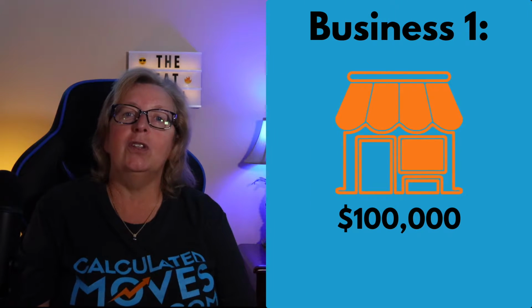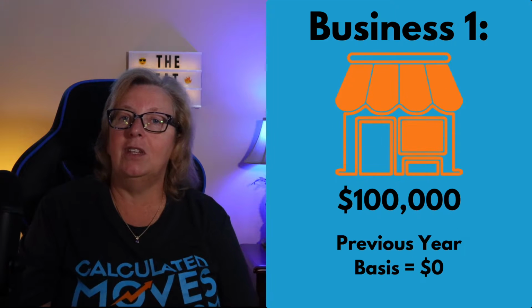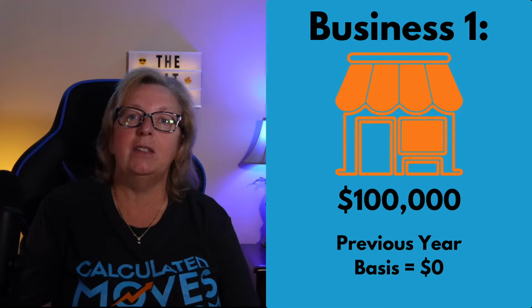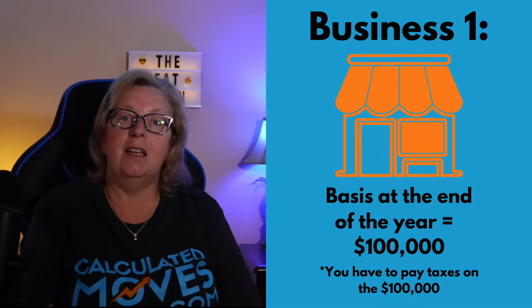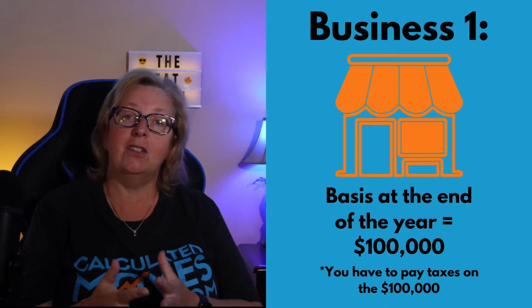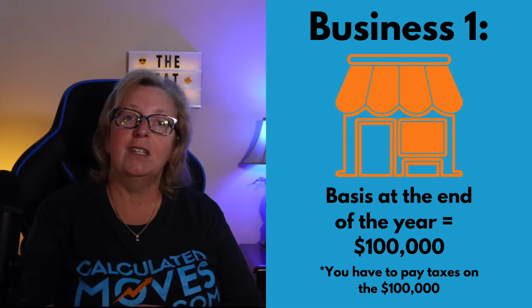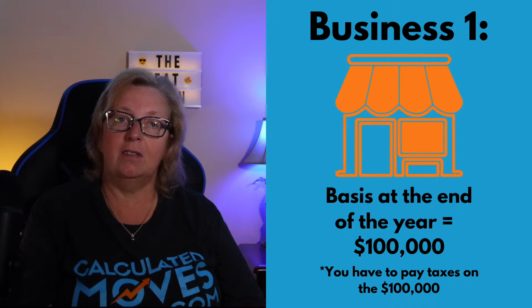A business earned $100,000, and the owner took out no money. For the sake of the example, we'll say the basis was zero at the end of the year before. The basis at the end of the year is $100,000, and she pays taxes on that $100,000, even though she never took any distributions from the business.